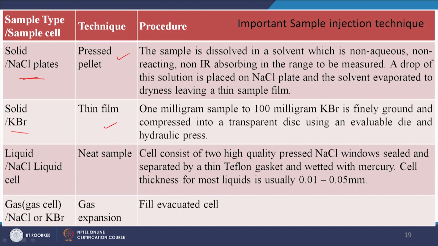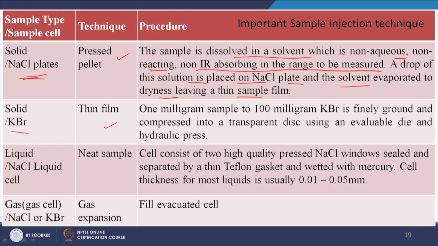So, in the first case, for NaCl plates, the sample is dissolved in a solvent which is non-aqueous, non-reacting, and non-IR absorbing in the range to be measured. This is the property of the adsorbent. A drop of this solution is placed on the NaCl plate and the solvent is evaporated to dryness, leaving a thin sample film. This is one prescribed method we need to follow for the analysis.